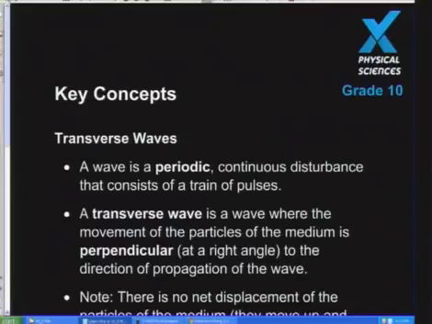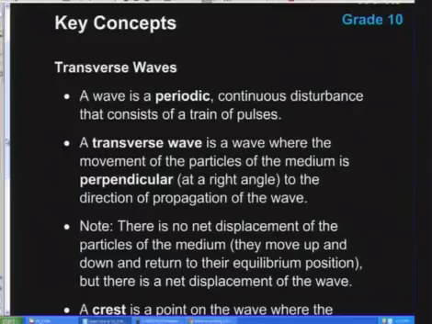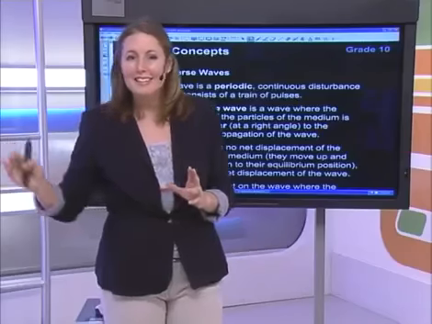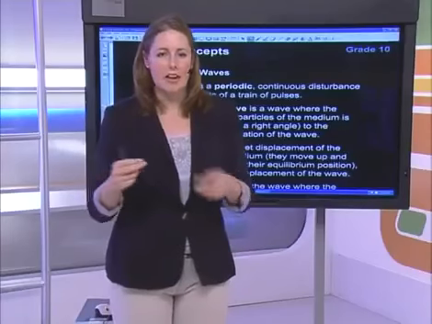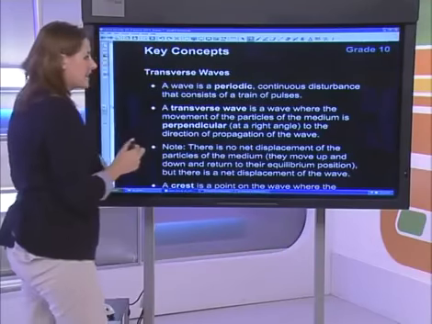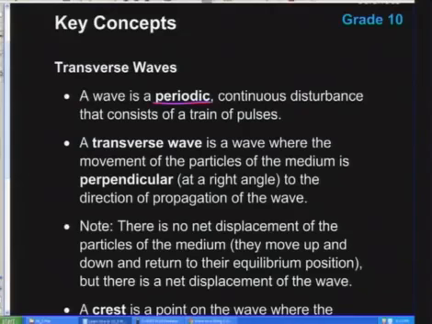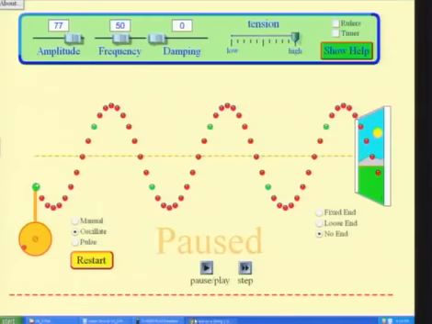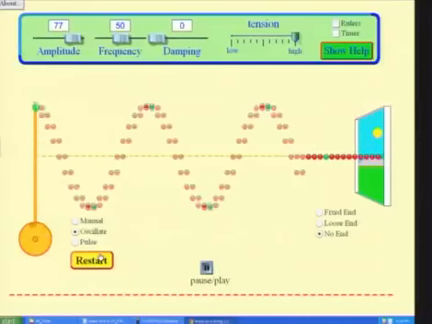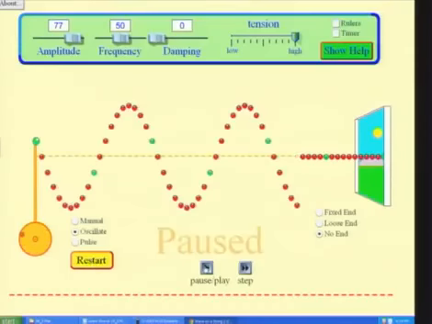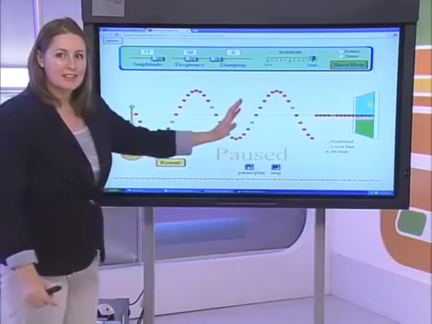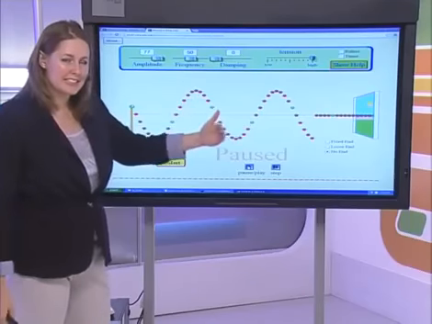Let's continue with our understanding of transverse waves. We've spoken about transverse pulses, and a pulse is a single disturbance in the medium. Okay, whereas a wave is going to be a periodic, continuous disturbance that consists of a train of pulses, so lots of pulses going at the same time. And I want us to jump across. I've started a new set of pulses going, but this is a continuous set of pulses.